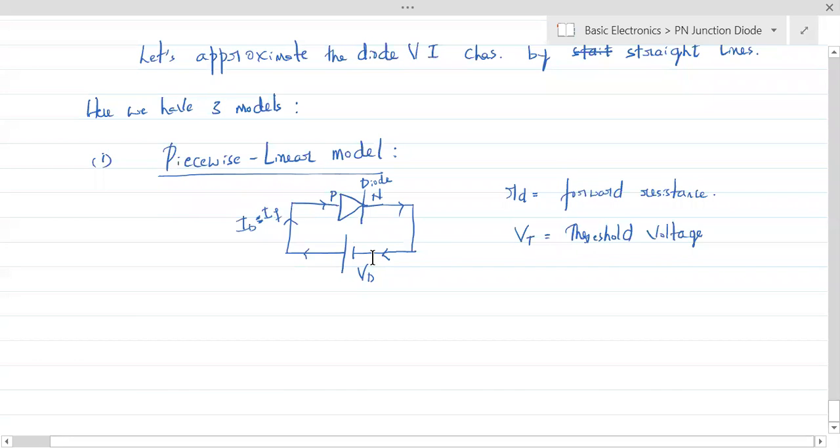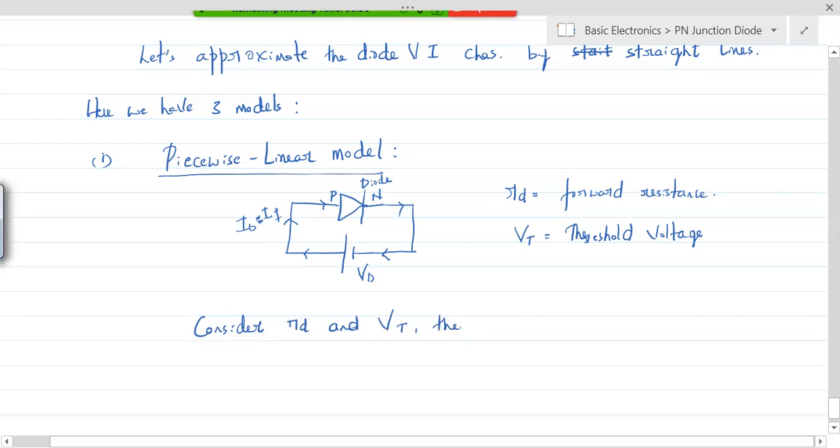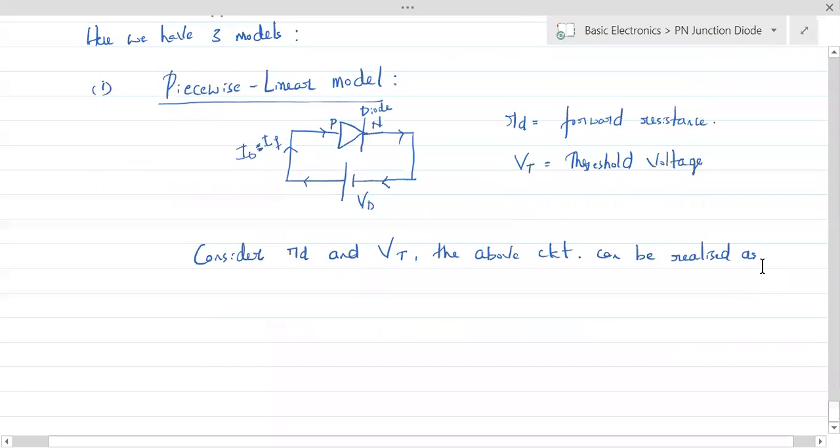Understand that? Okay. So how does this equivalent model, how does this diode look like, in terms of RD and VT, is what we have to see. So considering RD and VT, the above circuit can be approximated, can be realized as this. Everybody see this. This is very interesting. So the diode needs to be replaced.